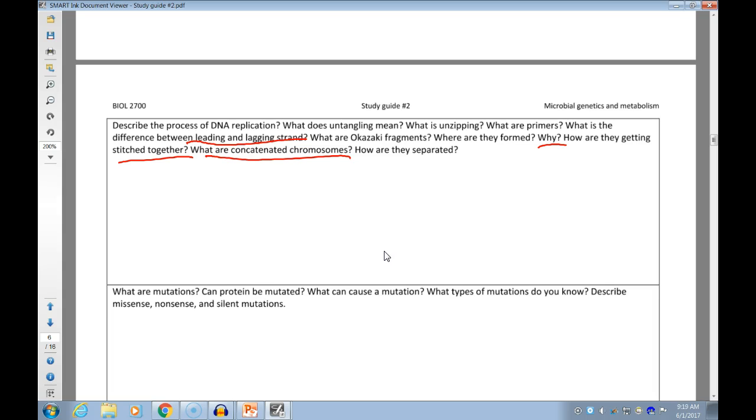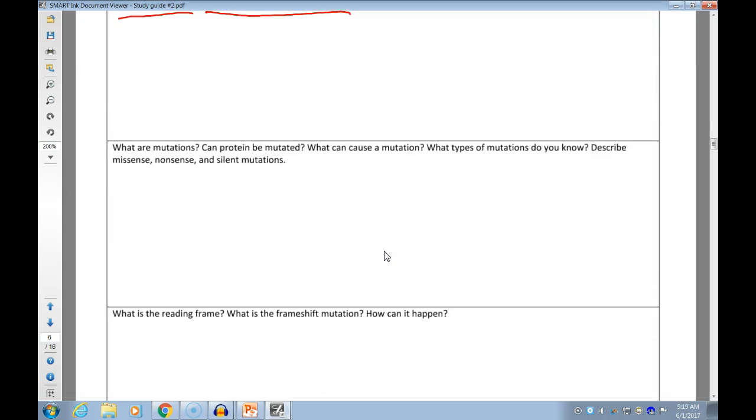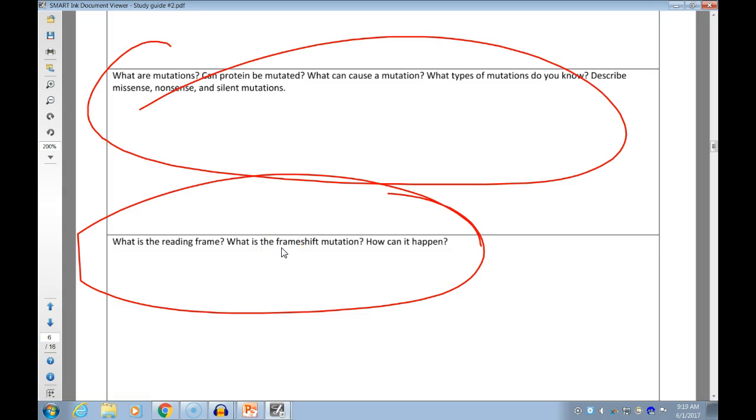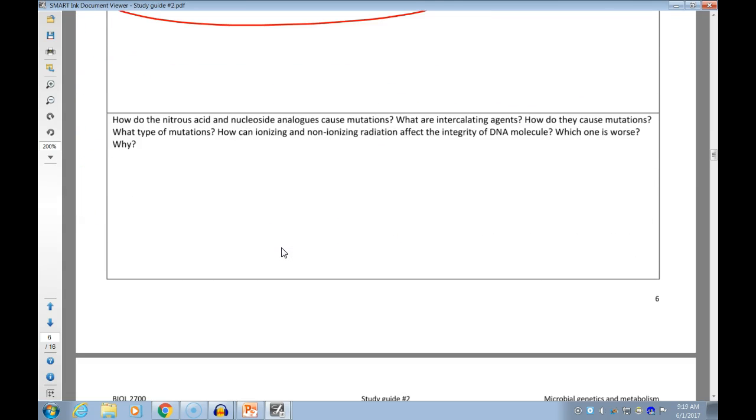Missense, nonsense, silent mutations, frame shift, reading frame. I separated these two things here, just so you have a little bit more space. Frame shift is either insertion or deletion of a nucleotide or two. Which one's worse? We talked about this whole thing, okay? Which one's worse? Ionizing, because it can cause double strand break. Does that make sense?